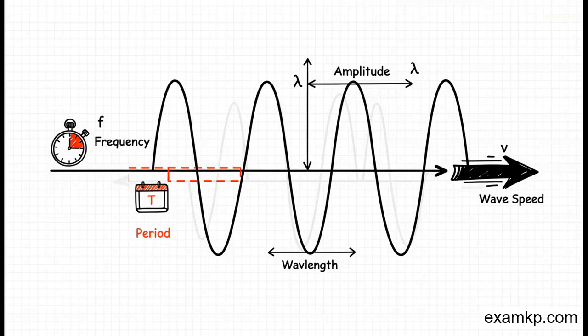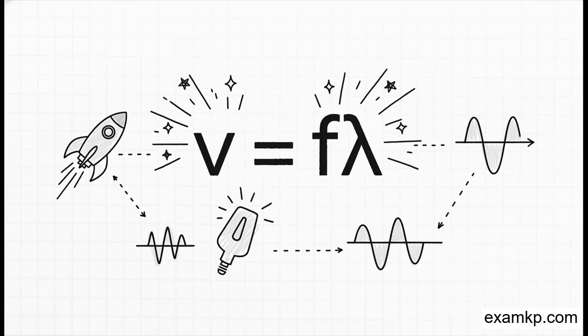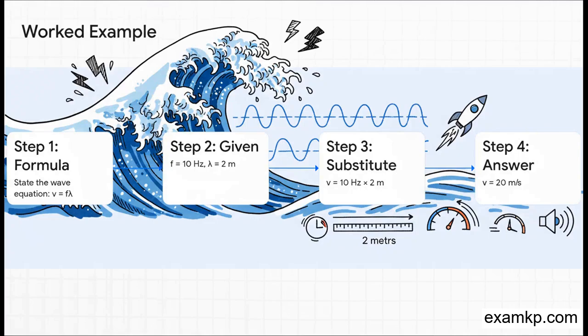Now, for the superstar of this topic, the most important formula you need to burn into your brain, the wave equation. It says that the velocity of a wave is equal to its frequency times its wavelength. V equals F lambda. This simple-looking equation connects the three most important things about a wave. You have to know this. Let's see how easy it is to use.